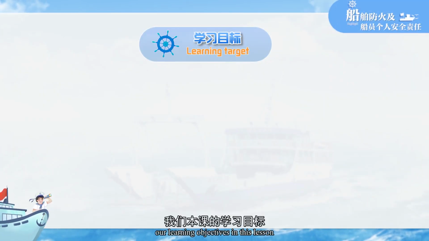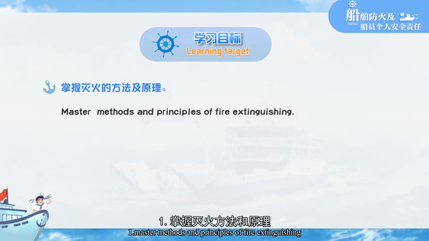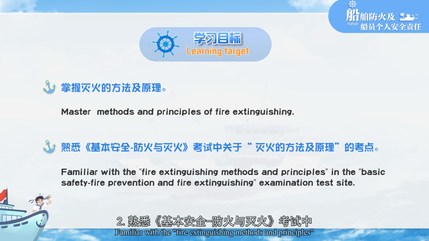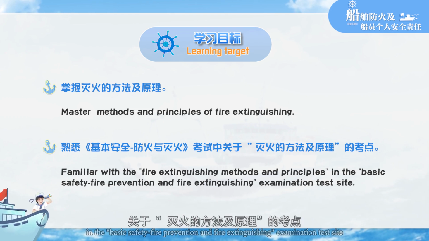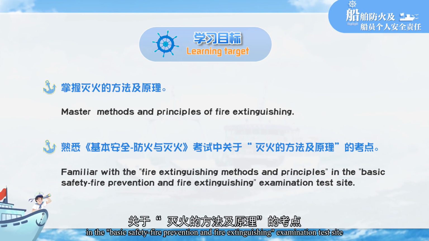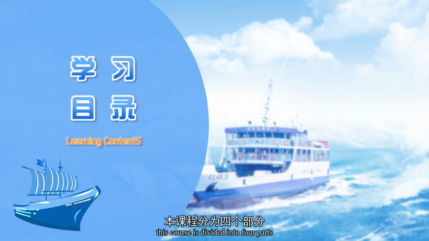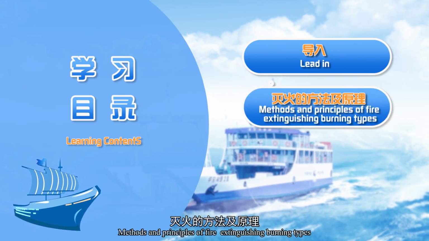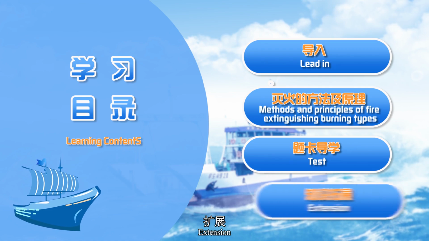Our learning objectives in this lesson are to master the methods and principles of fire extinguishing, and to become familiar with the fire extinguishing methods and principles in the basic safety, fire prevention, and fire extinguishing examination test site. This course is divided into 4 parts: methods and principles of fire extinguishing, burning types, test, extension.